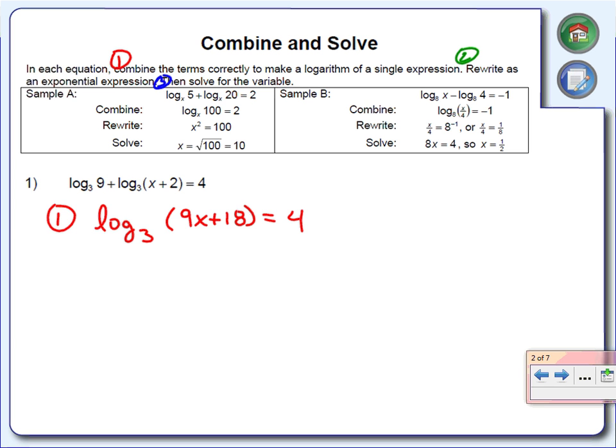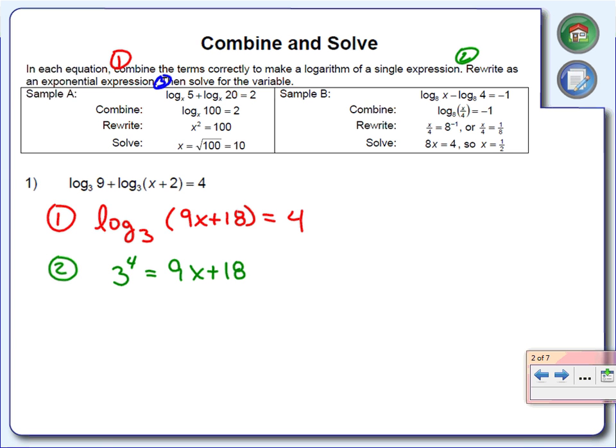Now what we're going to do is what we did a couple of days ago, and that's to take that thing right there and rewrite it as an exponential expression. So first thing I need is the base. What's going to be my base here? 3. We did this the other day. That 3 needs an exponent. What's the exponent going to be? 4. And what is it going to equal? 9x plus 18.